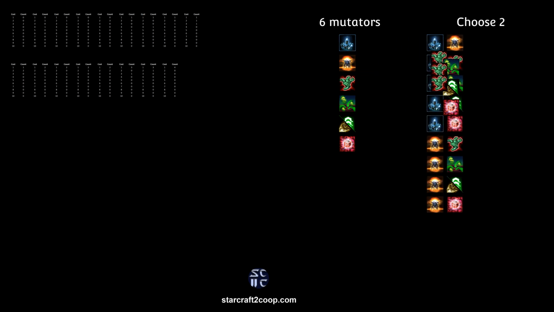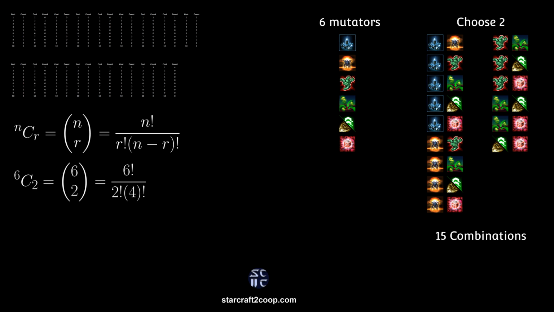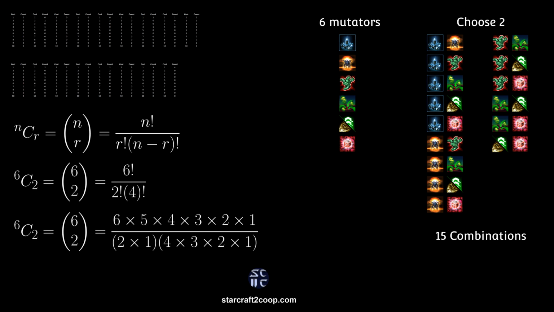This is a classic problem in math. Given n items, how many unique combinations can you select r of them? I don't really want to go too much into the math because it's not very relevant, so I'll just give you the formula over here. The exclamation mark here is called a factorial, and it basically says to keep multiplying the number by the next lower integer until you reach 1. For example, 4 factorial is 4 times 3 times 2 times 1, and 6 factorial is 6 times 5 times 4 times 3 times 2 times 1.